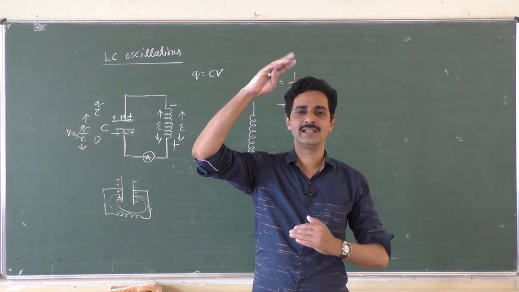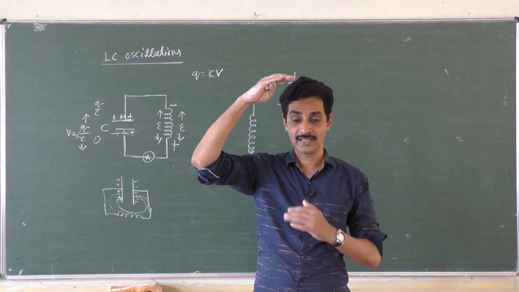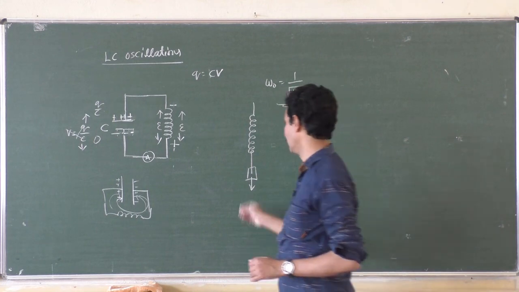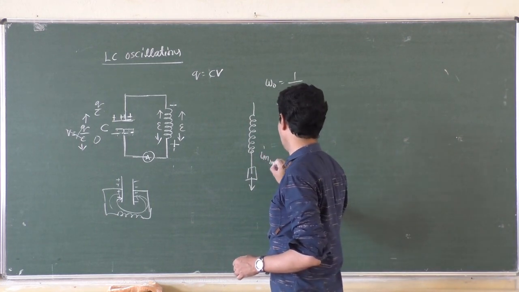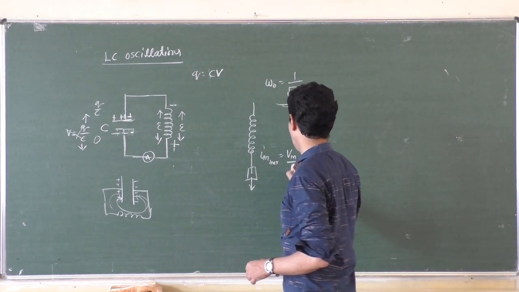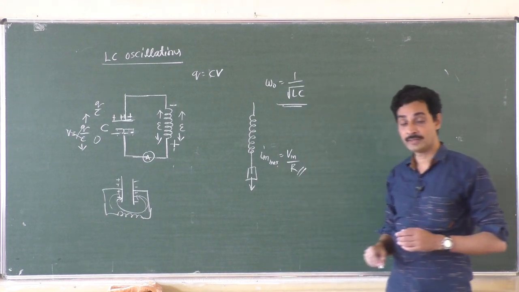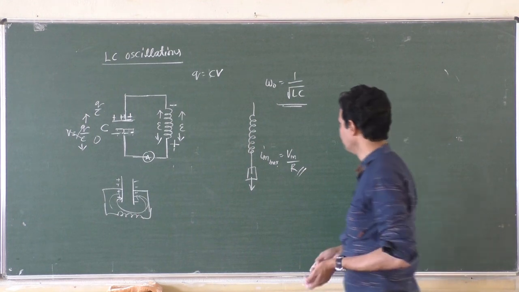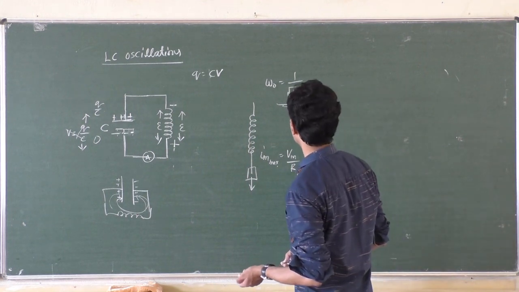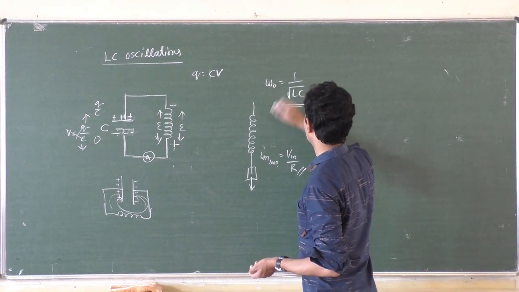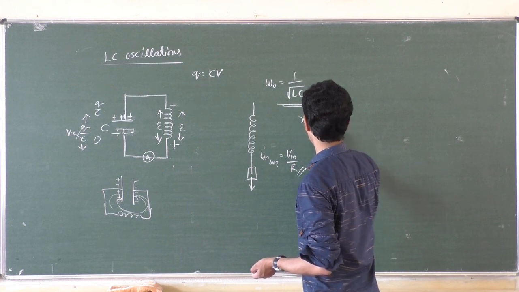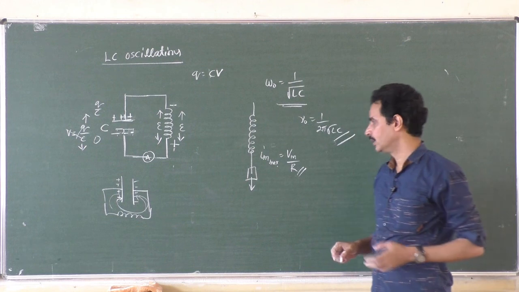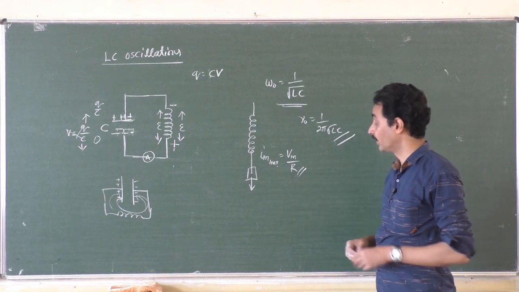What is the maximum current that is flowing in the circuit at the time of resonance? That is decided by the resistor, because Im maximum is equal to Vm by R. The highest value of peak current is Vm by R. Okay, omega naught is 1 by root LC. This is the resonant frequency, or nu naught is equal to 1 by 2 pi root LC, right? This is how the oscillations are made.